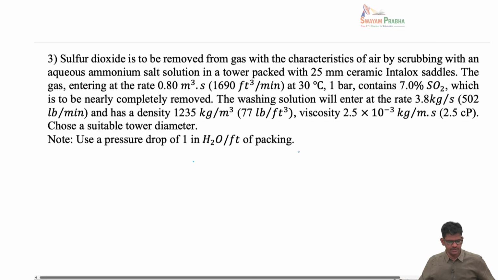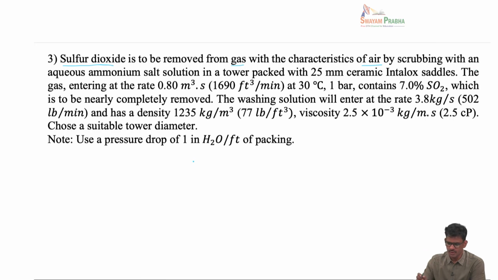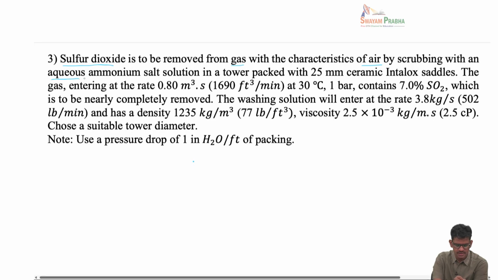So it goes like this. The sulfur dioxide is to be removed from a gas. So SO2 is the solute, and the gas has a characteristic of air. Okay, so the chemical details of the solvent and the gas is mentioned here, and by scrubbing with an aqueous ammonia salt solution in a packed tower which has about 25 mm ceramic Intalox saddle. So packing material is mentioned.